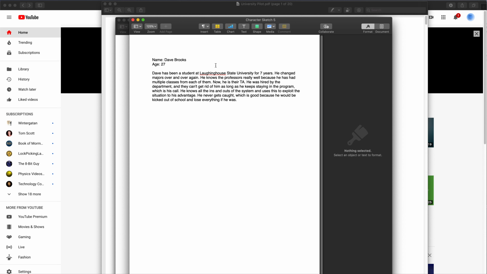If we read it, it says Dave has been a student at Laughing House State University for 7 years. He's changed majors over and over again. He knows the professors really well because he's had multiple classes from each of them. Now he is their TA. He was hired by the department, and they can't get rid of him as long as he keeps staying in the program, which is his call. That's what he wants to do. He knows all the ins and outs of the system and uses this to exploit the situation to his advantage. He never gets caught, which is good because he would be kicked out of school and lose everything if he was. So this is kind of like the lifetime student, loves the ability just to do whatever he wants.